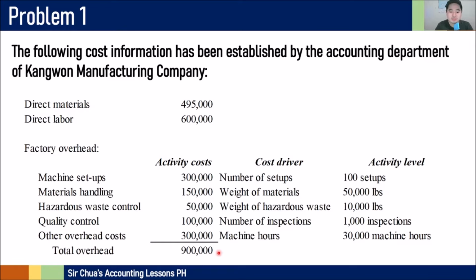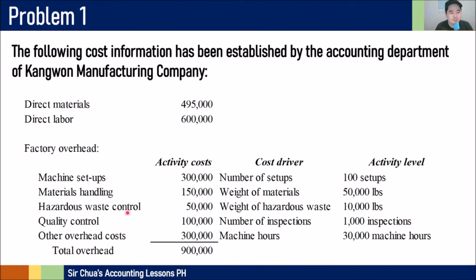However, in activity-based costing, we really want to be precise with the overhead that we will be allocating to our products. Kaya iisa-isahin mo ngayon, ano po ba yung mga talagang dinadaanan nating overhead? At ano po yung mga cost pool niya? At ano po yung magda-drive dun sa mga cost na yon later on sa ating products or mga product lines natin.